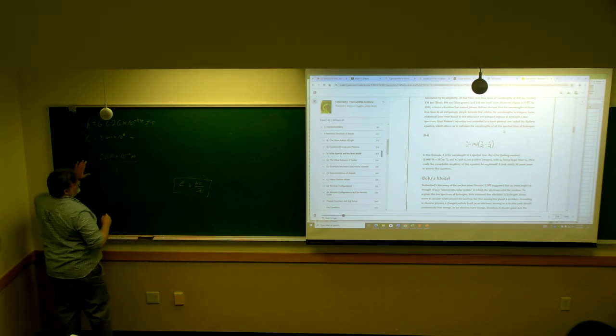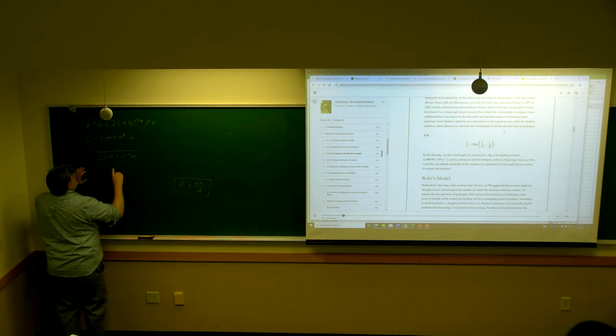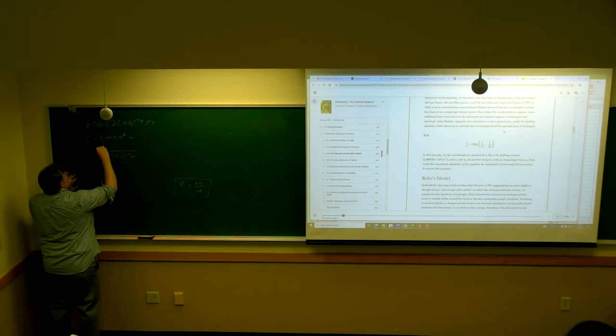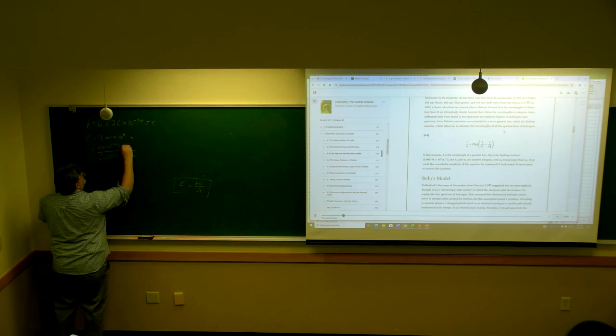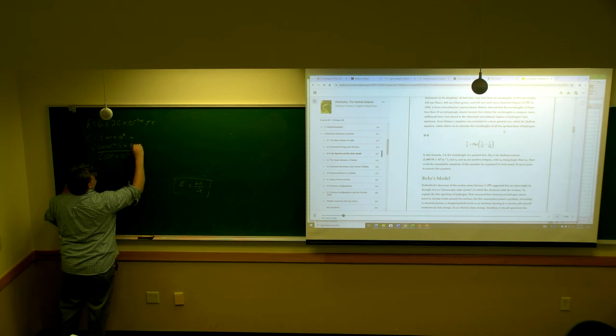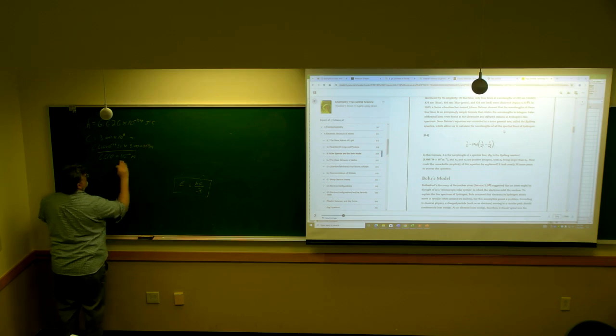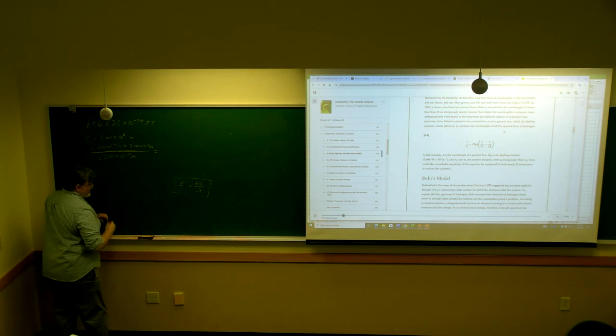So that we want on the bottom, and on the top we want 6.626 times 10 to the negative 34 joule seconds times, that'll give us energy.